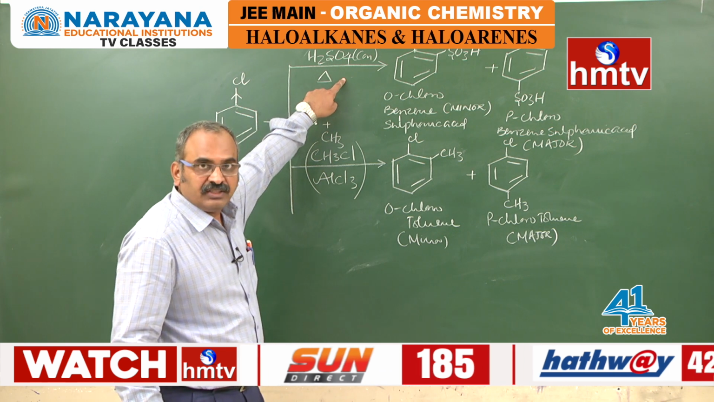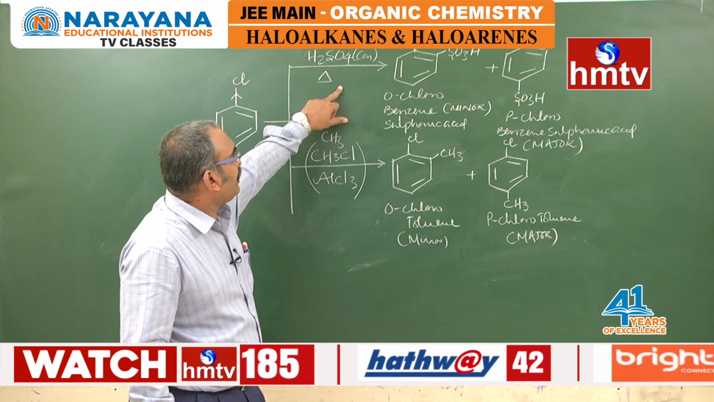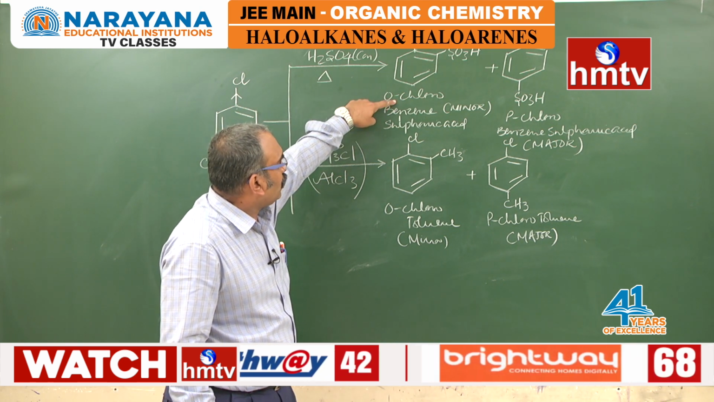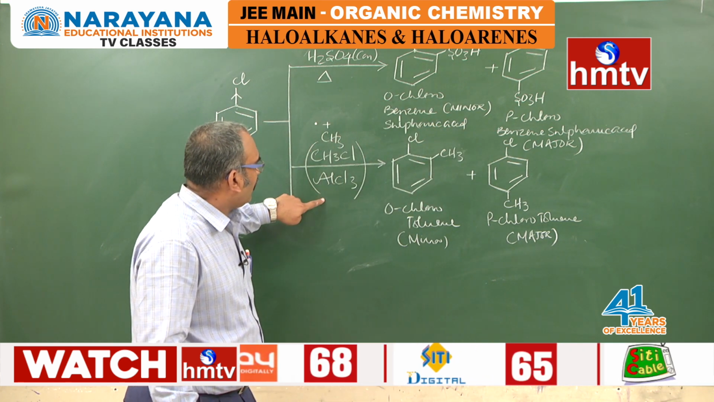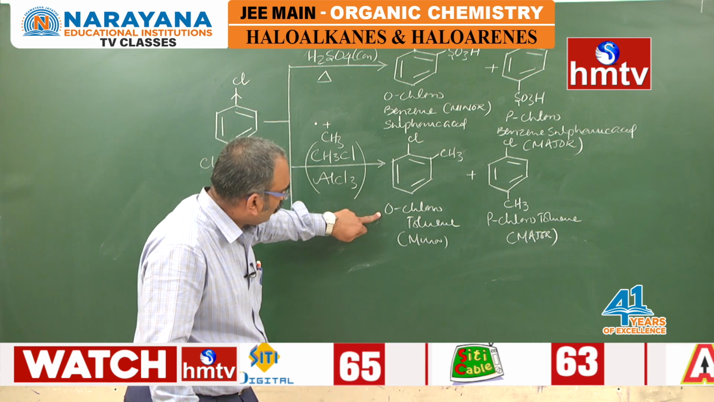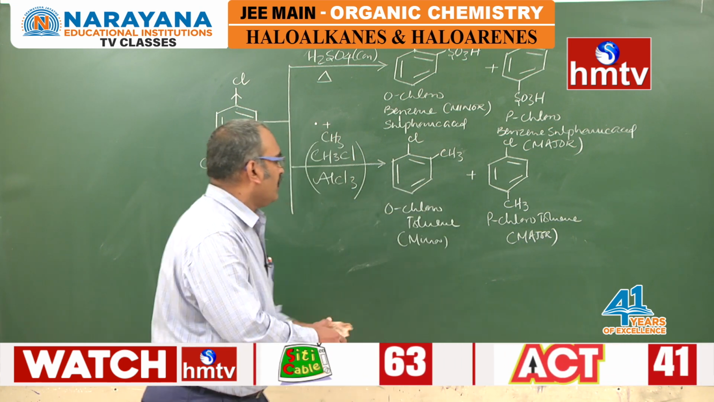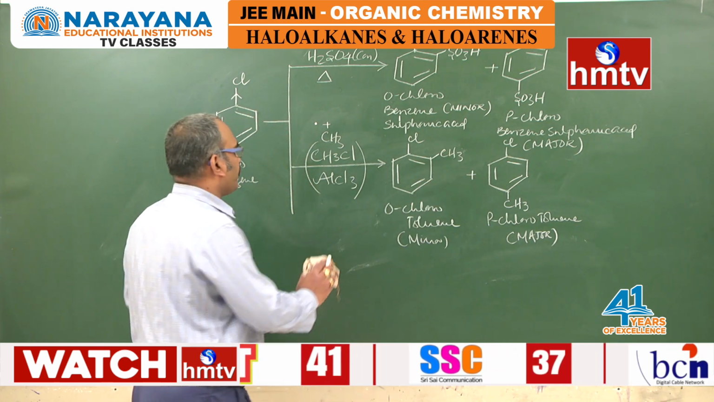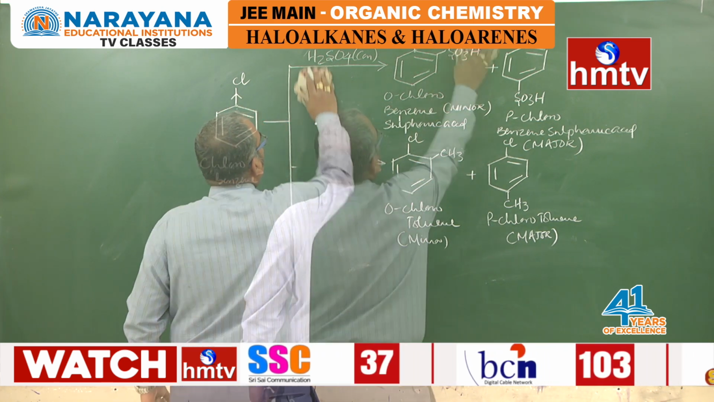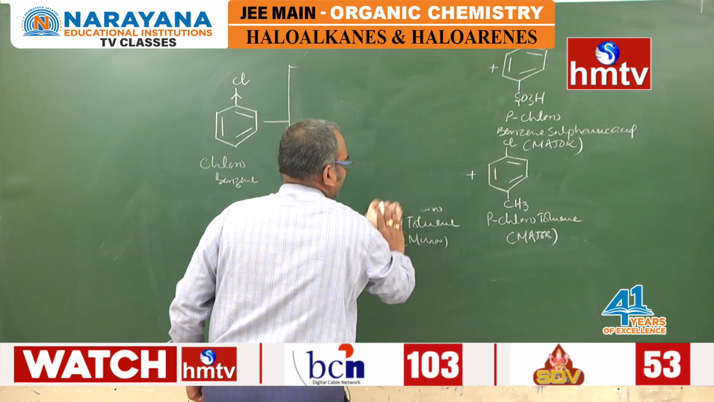This is sulfonation, this is alkylation. In sulfonation, you are getting orthochlorobenzene sulfonic acid, parachlorobenzene sulfonic acid. In alkylation, you are getting orthochlorotoluene and parachlorotoluene. Ortho product is always minor product and para product is always major product. Now let us take up acylation.